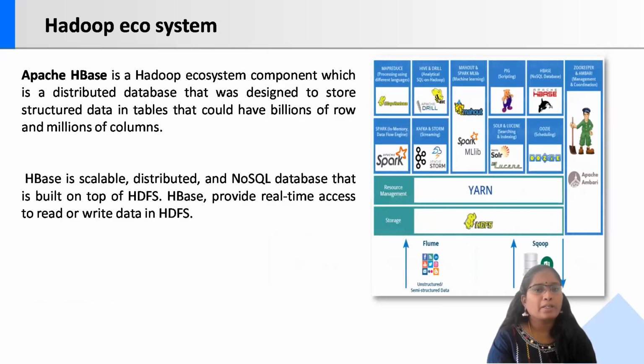And the next component is Apache HBase. We've seen that many things are row based, but this is a column-based database. It's mainly designed for structured data in tables that could have millions of rows and millions of columns. This is a distributed, scalable, NoSQL database. It's built on top of HDFS.